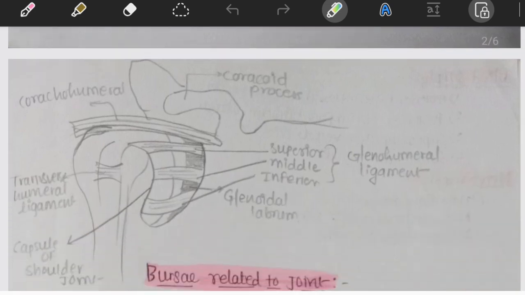This is the diagram for the ligaments. These are the three branches of the glenohumeral ligament: superior, middle, inferior. This is the glenoid labrum. This is the coracohumeral ligament. This is the transverse humeral ligament, and this is the capsule of the shoulder joint.